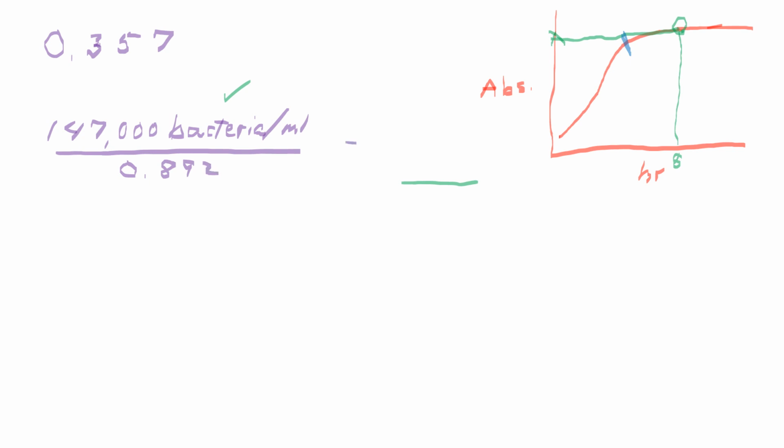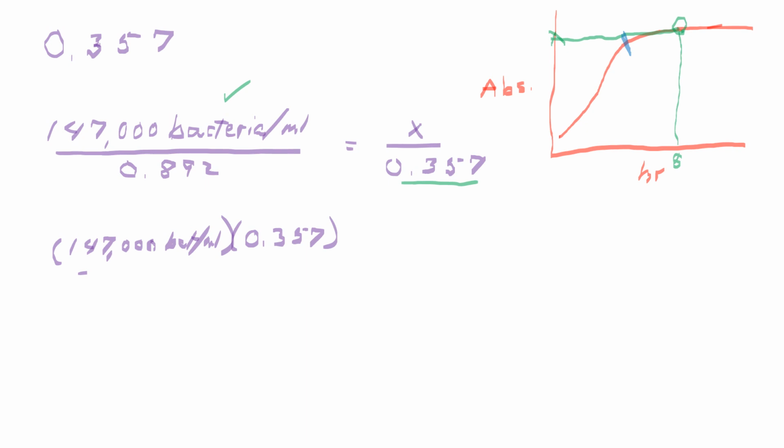Okay, so now you're going to be going, what is this if I have 0.357? So once again, take 147,000 bacteria per mil times 0.357 and divide that by 0.892.